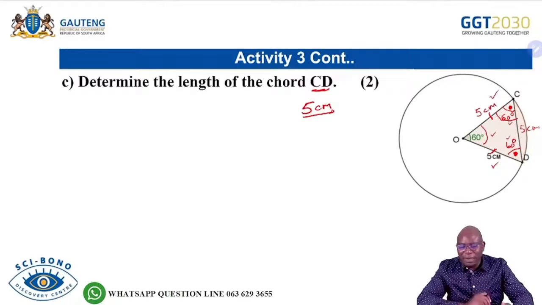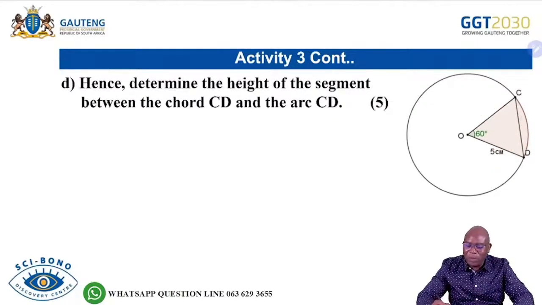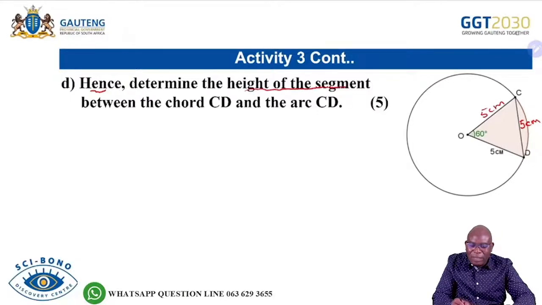Right. And it says hence. So hence means I know that this is 5 centimeters. That's 5 centimeters, obviously. So it says hence, meaning use the answer that you got in the previous question, which is C, where they said calculate the length of CD. Now we need to determine the height of the segment. Nice. Between the chord CD and the arc CD. In other words, I need the height of this. I need the height here.